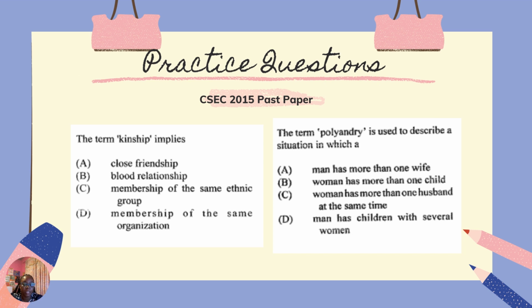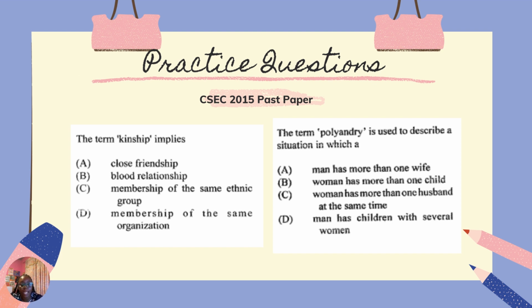So it's B. The term kinship implies close friendship, blood relationship, members of the same ethnic group, members of the same organization. So it would have to be blood relationship because kinship would mean related by blood or marriage.